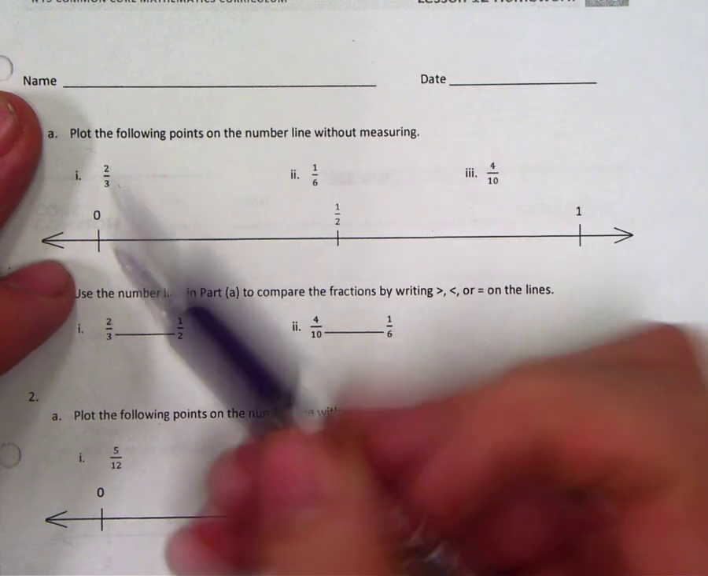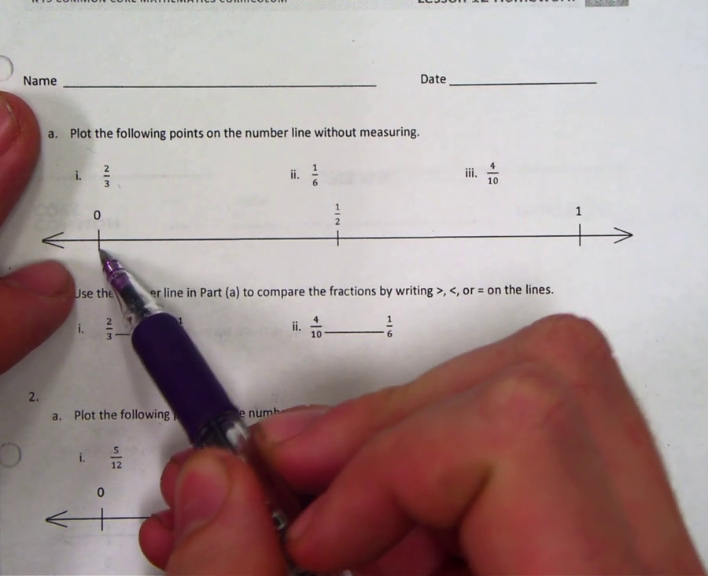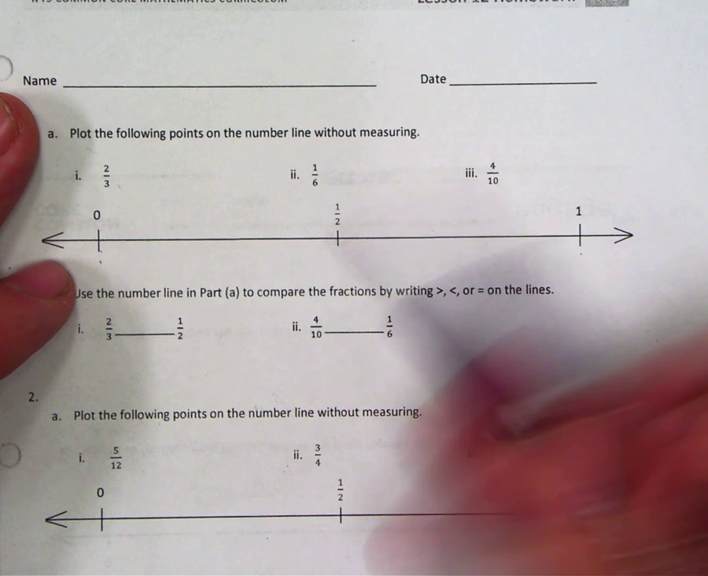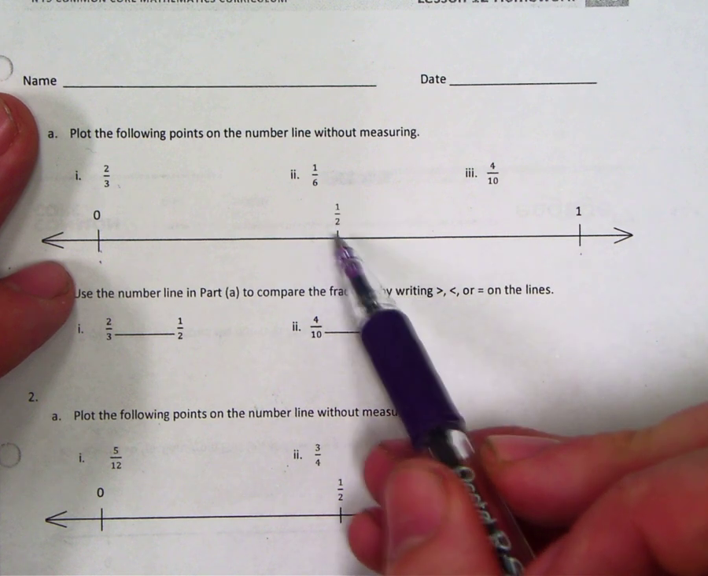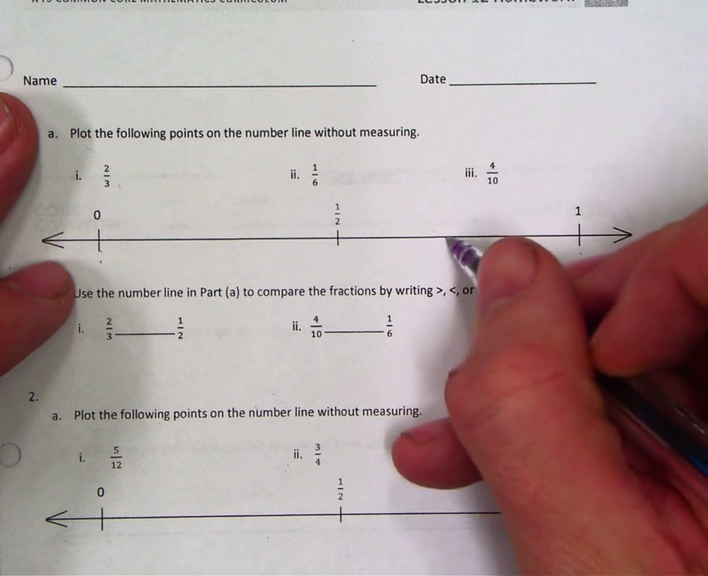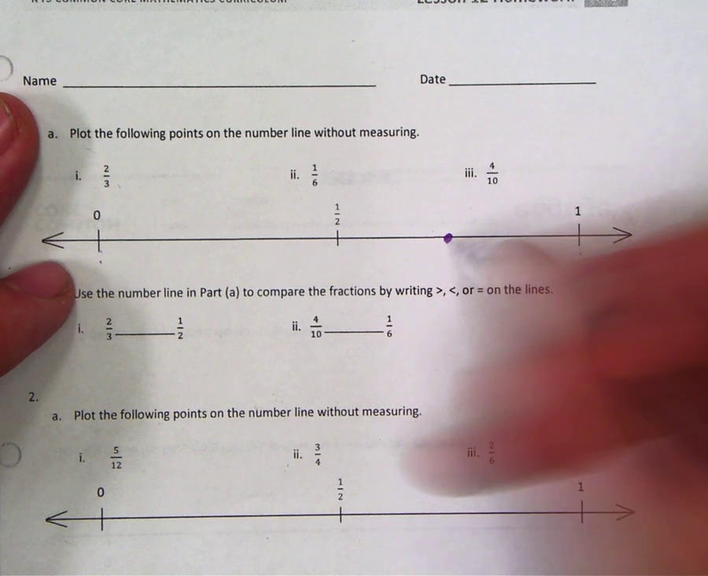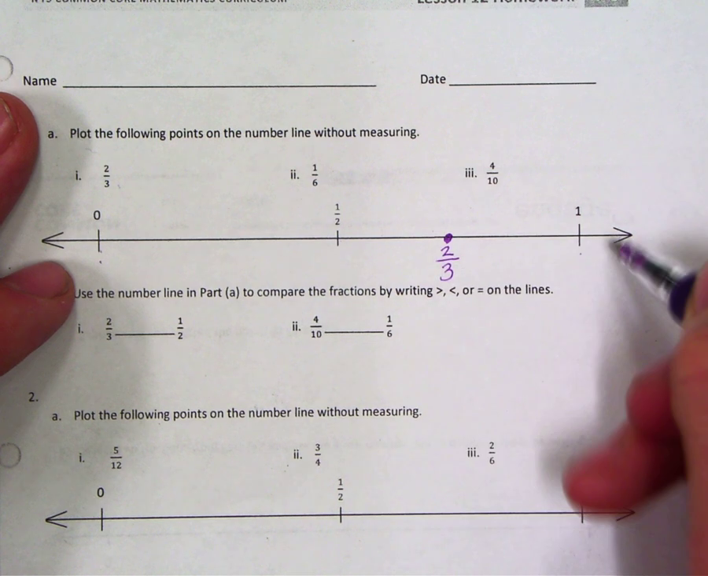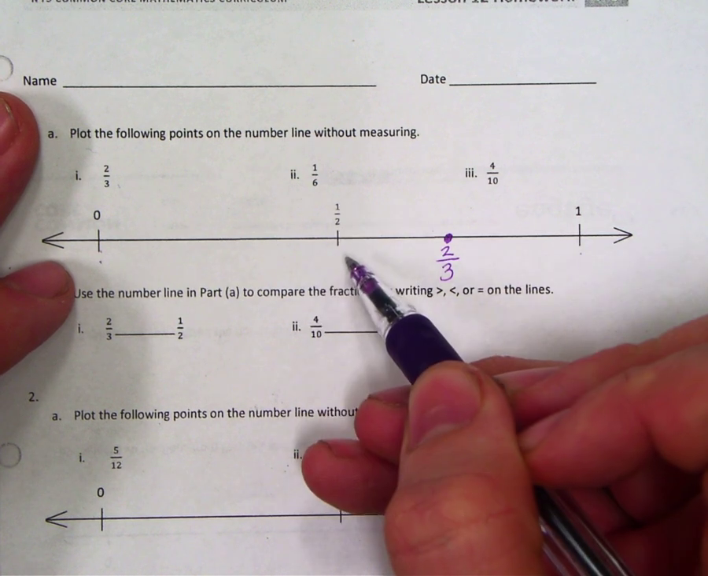So we're going to start by thinking about what is 0. 0 is 0/3. A whole is 3/3, and we know that a half is somewhere between 1 and 2. So we're going to just plot this point somewhere over here because it's 2, it's not close, it hasn't gotten to 3 yet, but it's more than halfway.